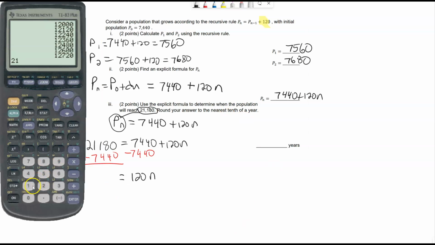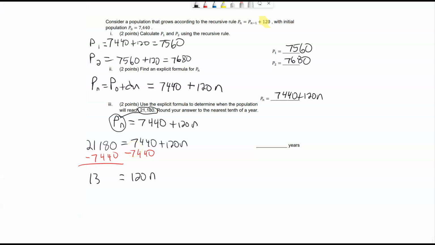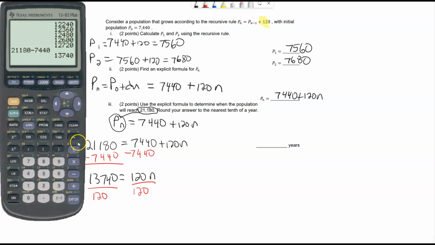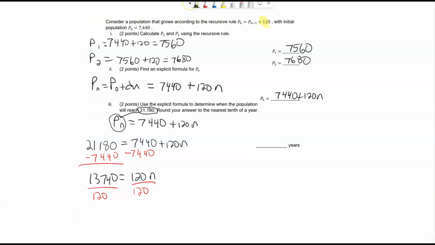We'll have 21,180 minus 7,440. 13,740. And then our last arithmetic step, dividing by 120, solving for n. I expect this to be a decimal. Divide by 120. And we want to round to the nearest tenth of a year. That's already a number to the tenth, so 114.5.